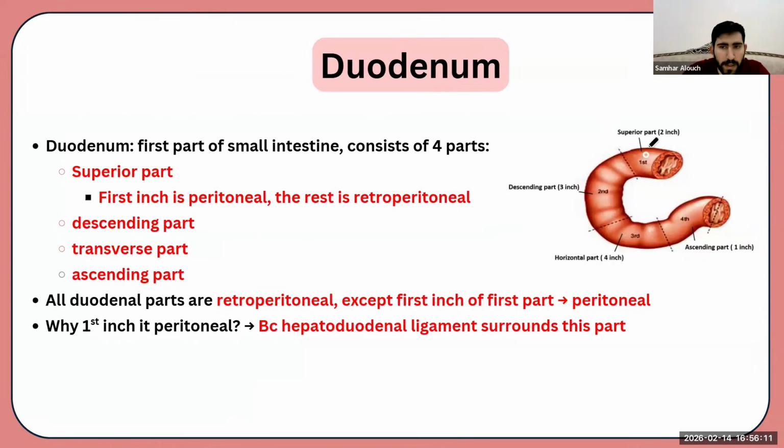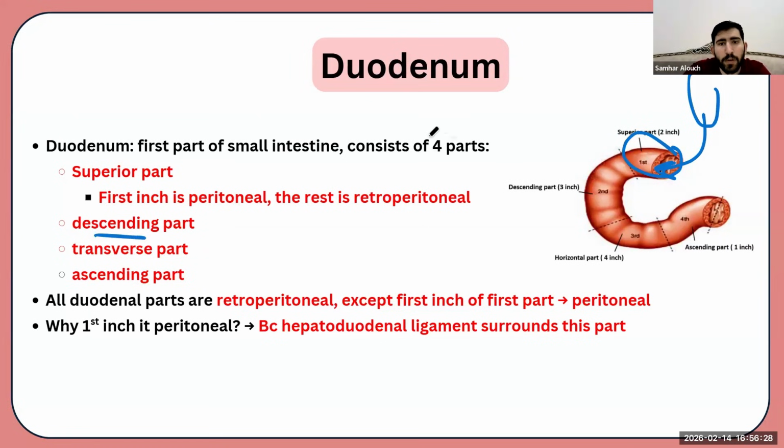Now the duodenum has 4 parts. Here is the stomach and it will attach to the duodenum. The upper part of the duodenum is called the superior part because it's the most superior. And if the upper part is above and everything is down, then the second part should go down, and it's going to be the descending part.